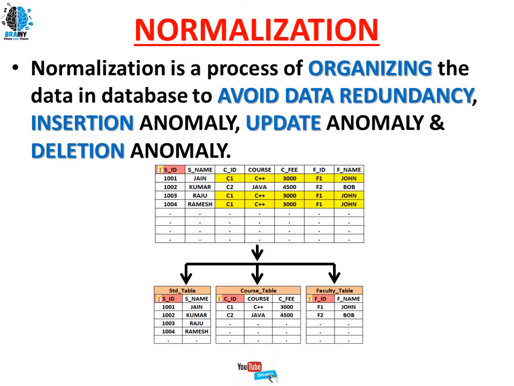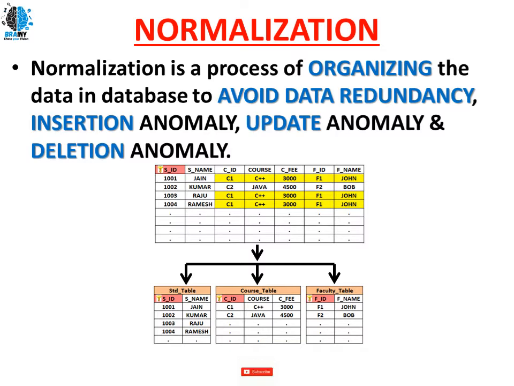So normalization is a process of organizing the data. Firstly, normalization organizes this particular data. Next, the moment it organizes, automatically it can avoid data redundancy, and insertion, deletion, and updation anomalies as well. So this is all about normalization.